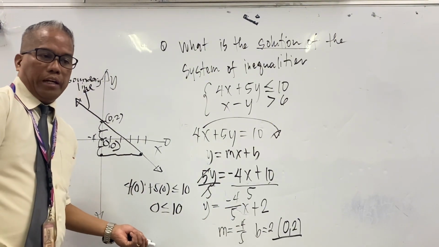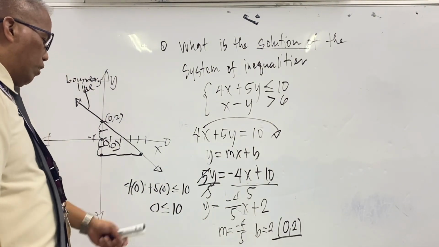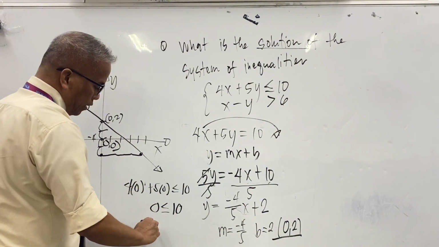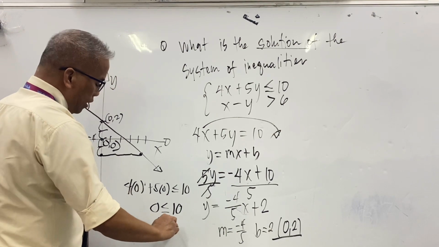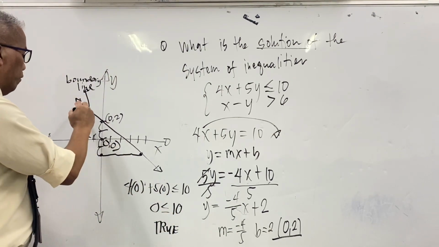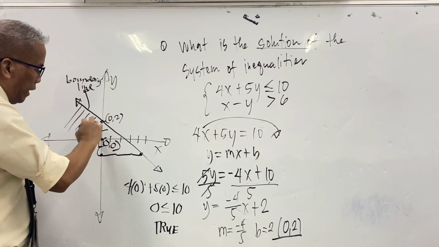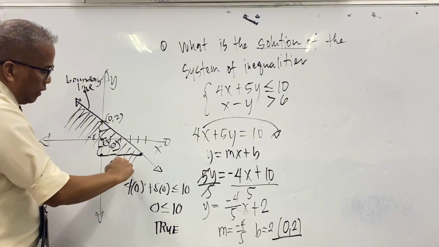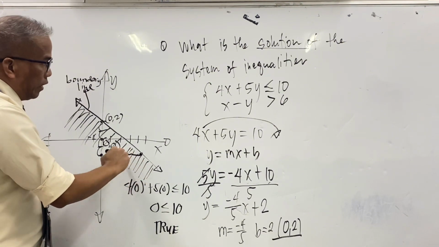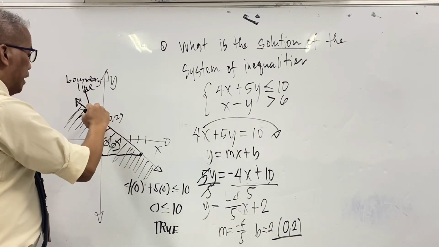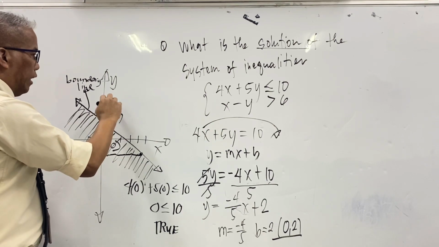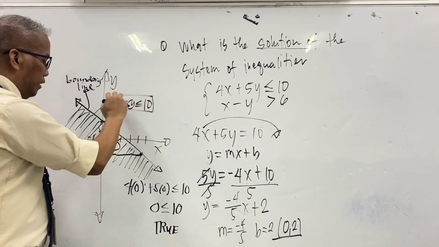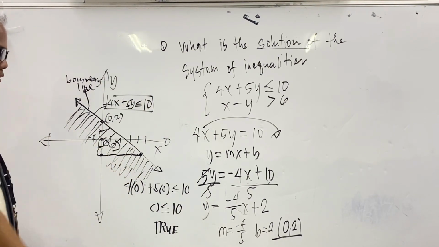What can you say about the statement? Is that true or false? 0 less than or equals to 10. So this is a true statement. Meaning, since this is true, all the points here below the boundary line are solutions of this inequality. The inequality here is 4x plus 5y less than or equals to 10. So all the points here are solutions.